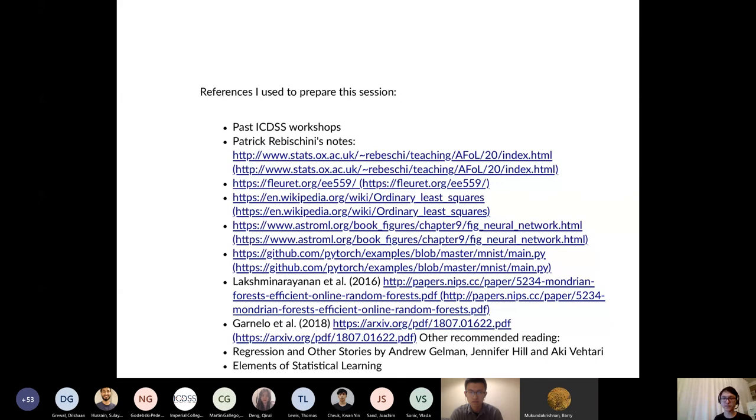Today's lecture is mostly based on these materials. I'm not sure why it's duplicated the links, but you can see those past ICDSS lectures that you can access on our GitHub repository. I've also attached some lecture notes from various universities, and these are some images I used, and some of the code I borrowed from other people as well, because I wasn't going to write my own code from scratch. And here are some interesting papers.